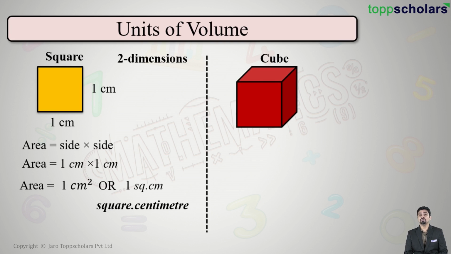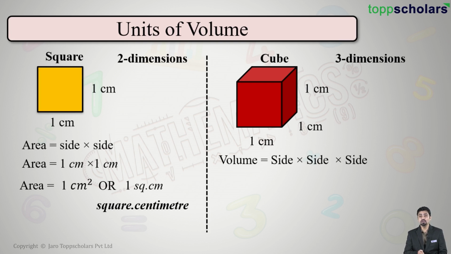Let us now draw a 3-dimensional figure. What is this called? This is a cube. Let us see that the cube has how many dimensions? 3 dimensions. Which are those dimensions? They are the height, which is 1 centimeter, the breadth, which is also 1 centimeter, and the length, which is also 1 centimeter. Yes, my dear students, cube has equal length, breadth and height.